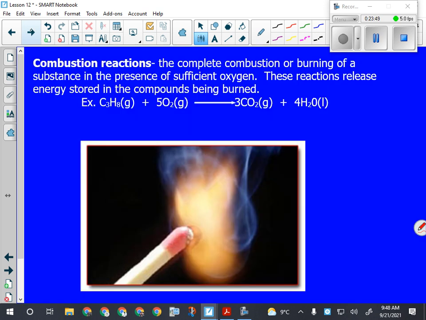All right, combustion reactions. Combustion reactions are different. We have to treat them a little differently than other types of reactions in terms of how we balance them. So in a combustion reaction, the complete combustion of what we call a hydrocarbon. And a hydrocarbon, oddly enough, contains carbon and hydrogen. Hence, hydrocarbon. I know it should be carbon hydro, but it's hydrocarbon.